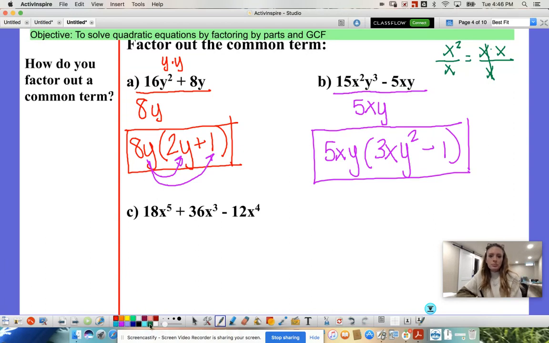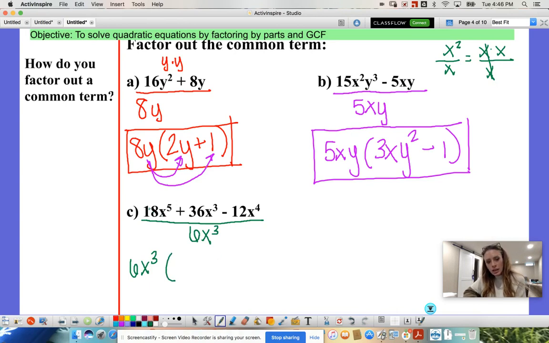Next one. So now we have 3 terms. We've got to think about 3 things. The first thing is our coefficient. So the biggest coefficient we could have, we can't divide them all by 12. We can divide them all by 6 though. So let's divide them all by 6. And then the biggest exponent that I have is a 5 and the smallest is a 3. So let's take out x to the third. Okay, so we're going to take out and put it out here, 6x to the third.